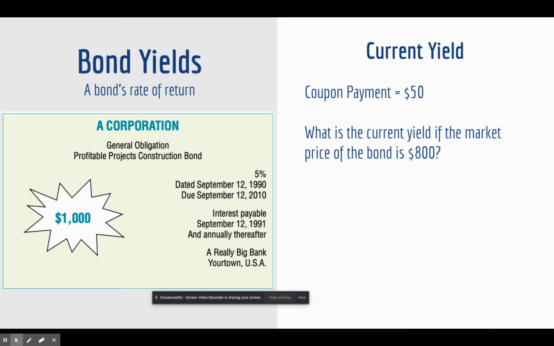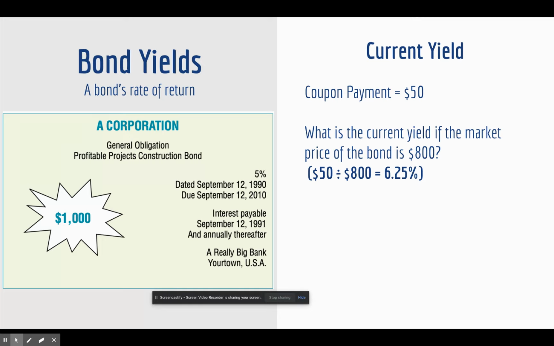So this yield, or this return, is going to be a little bit different than our coupon yield. What we do then is we take our $50, which is our coupon payment, and now we divide it by the current market price for the bond, which in this case is $800. That gives us a 6.25% current yield.